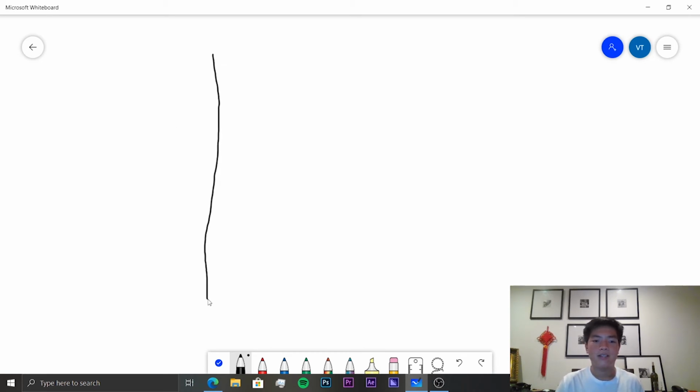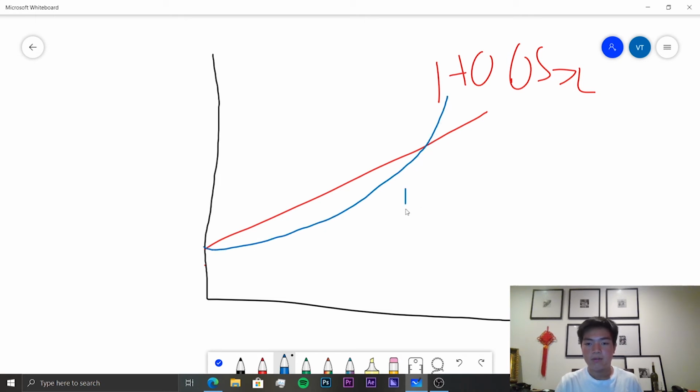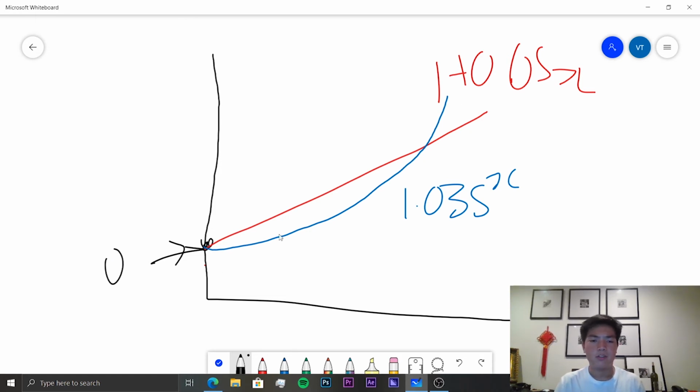If you have a graphical calculator, you want to plot the graphs of both 1 plus 0.05x, which looks something like this, and what is the other one? It's 1.035 to the power of x. And you will get two intersections. One is at 0, because obviously if x is 0, then the y value of both is equal to 1. But the other intersection is when x is approximately equal to, I think, 20.3 something. And this will be your other answer.